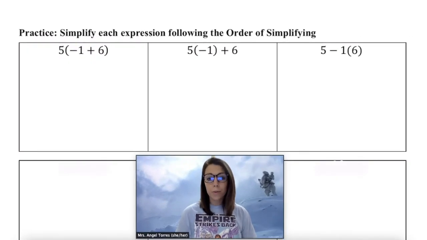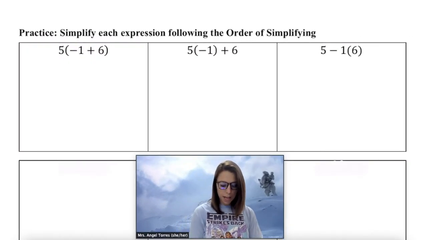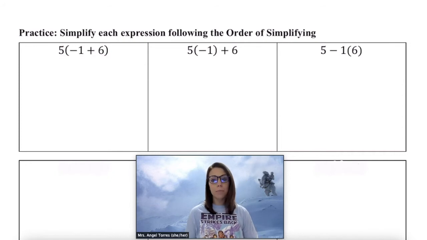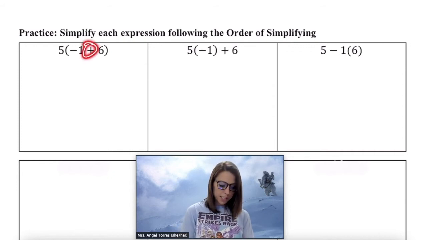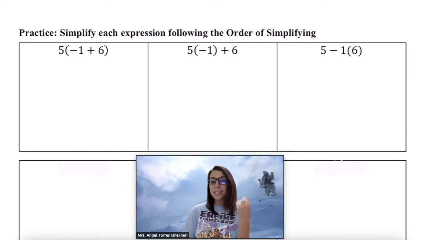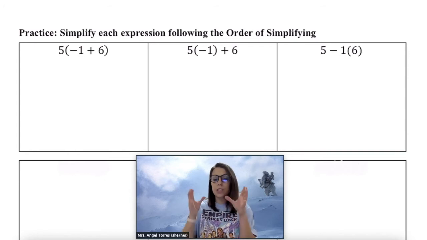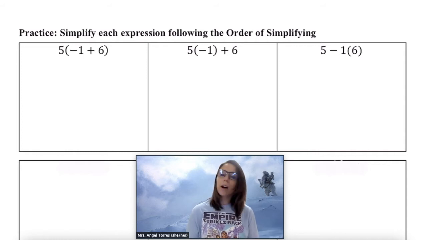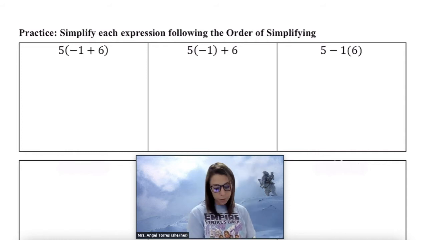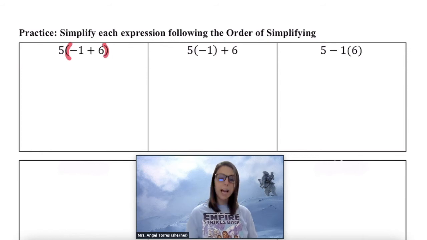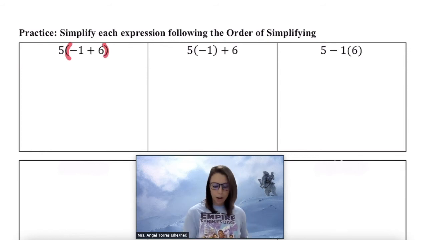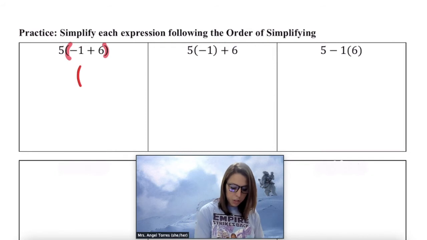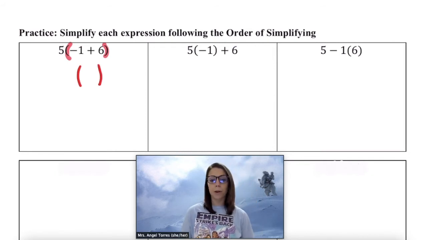So number 1, we would read this as 5 times the group of -1 plus 6. Now, terms are separated by addition and subtraction outside of parentheses. Well, this addition sign is inside of parentheses, so this is actually one term. It's just a product of an integer and a group. So we go through our simplifying steps. The first thing we're going to do is simplify what is inside of that group. We're going to do that operation first. And we're going to make sure to keep the structure of this expression as we go.